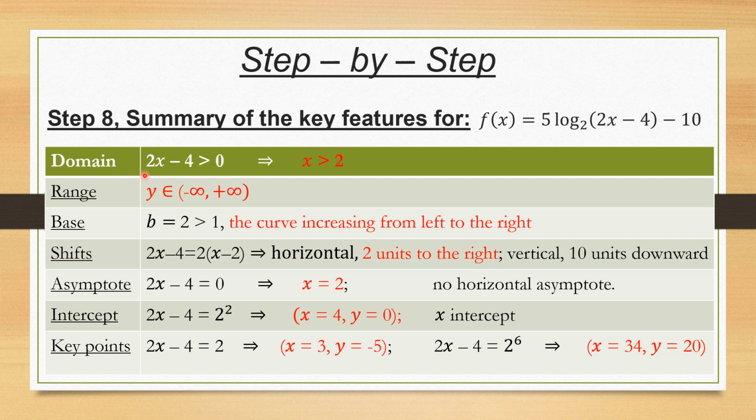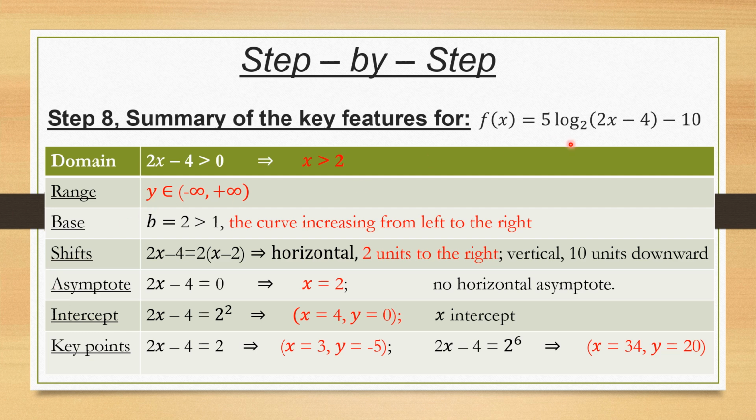The domain first is going to be all the possible values for x. So now x is bigger than 2, because this has to be bigger than 0, and if you calculate it, x has to be bigger than 2. Range is going to be all the possible values for y. And here, y is an element of negative infinity to infinity, because the exponent could be anything.